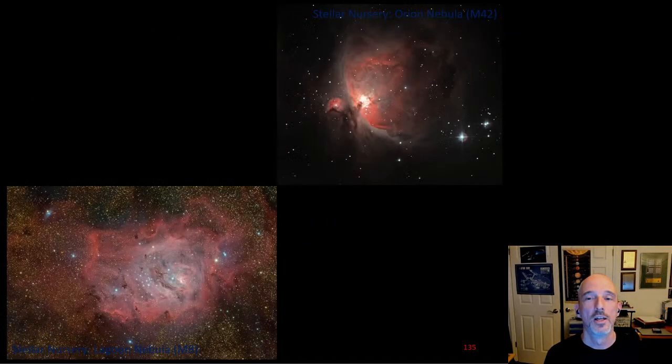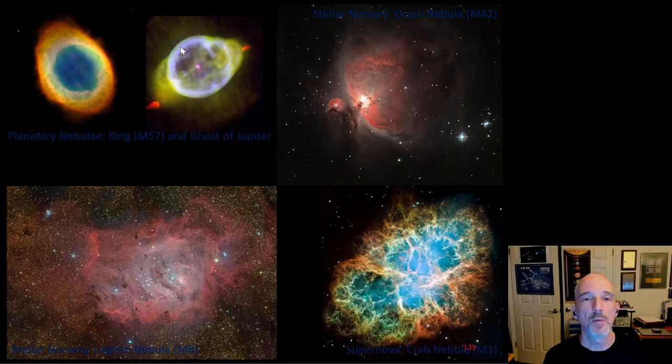So here are a couple examples of stellar nurseries. The one on the top is the Orion Nebula in the winter sky. It's a very nice object, and the one on the bottom is visible in the summer sky. It'll be a little more visible a little later this summer, but yeah, this is a nice object called the Lagoon Nebula.